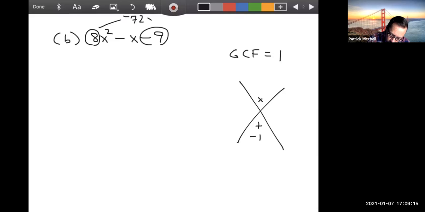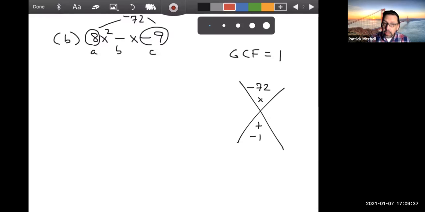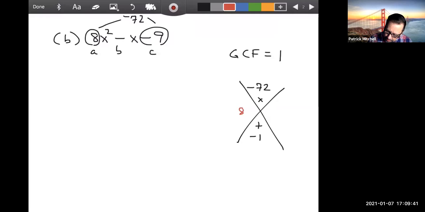-72. So that's why it's called the AC method, because when we talk about a general trinomial of this form, we call these numbers A, B, and C. All right, so we need 2 numbers that add up to -1 and multiply to -72. And after you think about it for a minute or so, you realize that those numbers are 8 and -9. Or you could do -9 and 8.